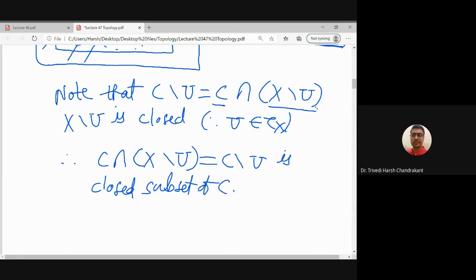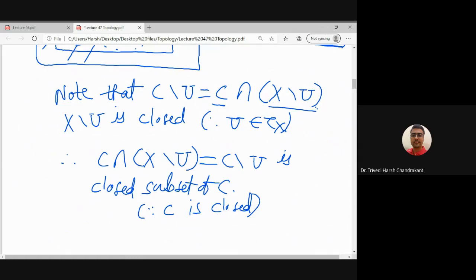So what we know is that C is a compact space, right? We already discussed this, that C is a compact space, and every compact subset of a Hausdorff space is always closed. So C is closed, and X minus U is also closed. So the intersection of two closed sets is closed. So we can write here, because C is closed, therefore the intersection is a closed subset of C.